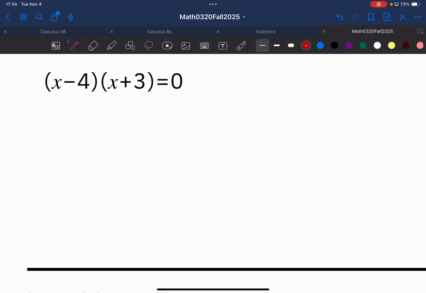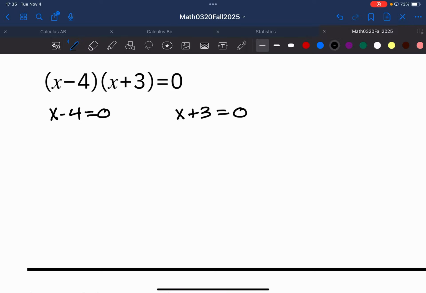So in these first couple examples, they already factored it for us. So they gave us our two parentheses, and they're saying our parentheses are equal to 0. So since it's already factored, we can say by the zero product rule, we can set them separately equal to 0. So this would be x minus 4 equals 0 and x plus 3 equals 0. Okay, so I took each of the parentheses, I removed those parentheses and set them equal to 0.